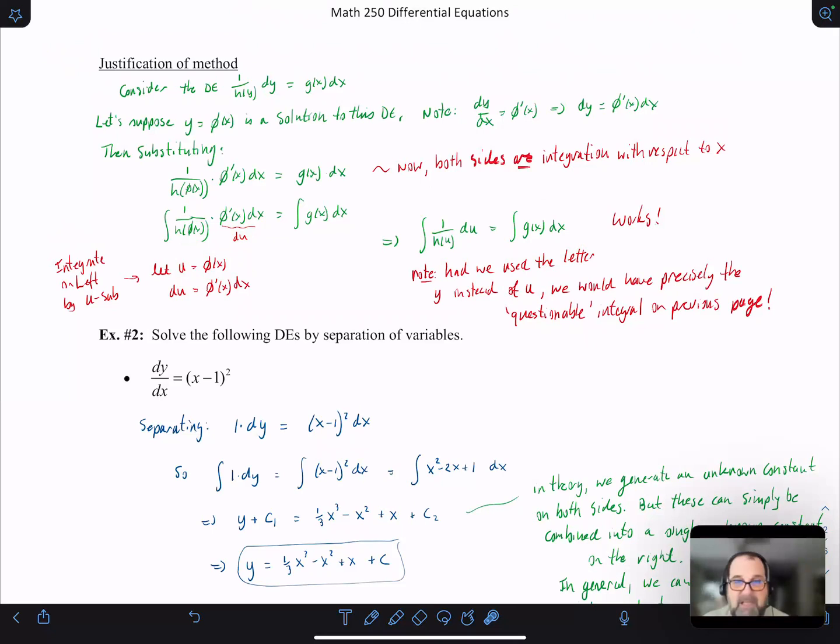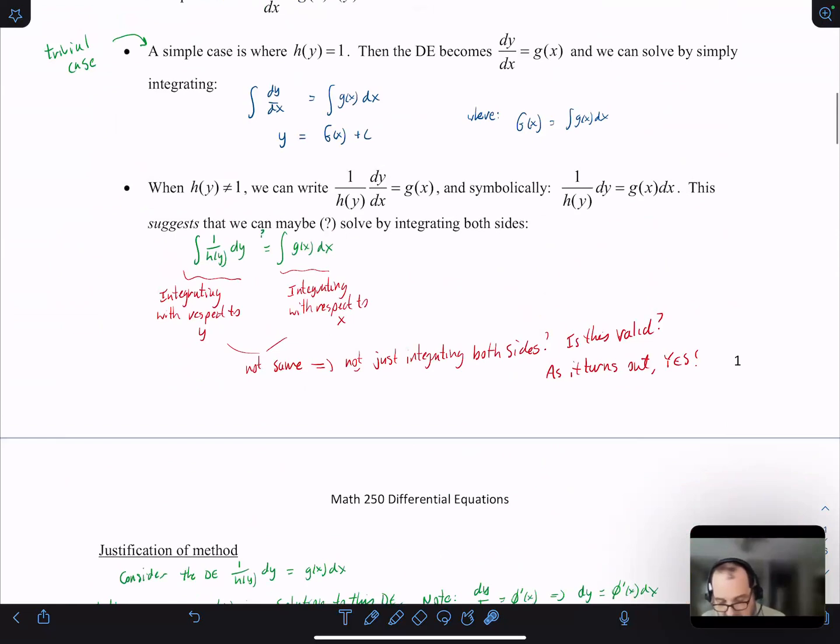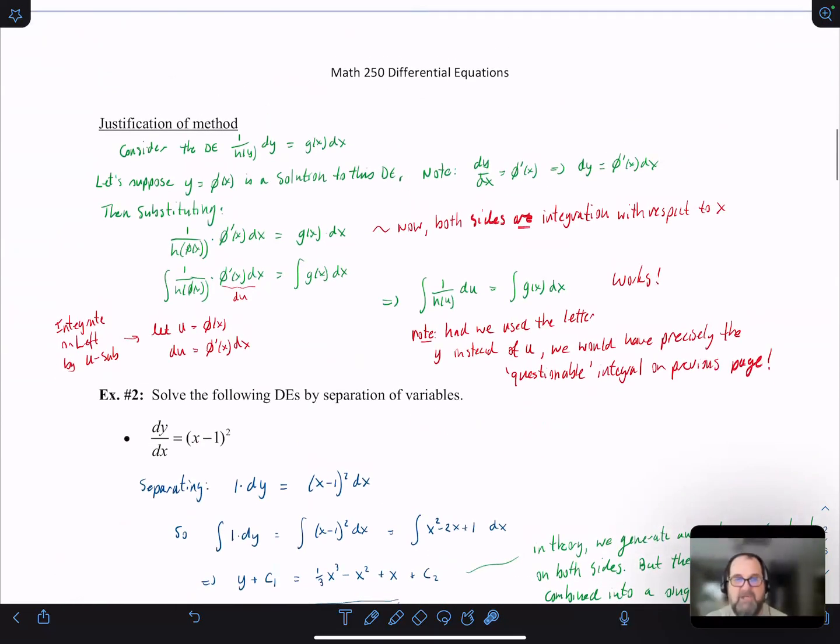This is basically what we wanted to do in the first place. We wanted to integrate on one side with respect to one variable, and on the other side with respect to x. Because I used a u sub, this ended up being in terms of u on the left-hand side. The name of the letter is not important. I could have done a y sub here and ended up with 1 over h of y dy, and that would have been what we were hoping to use for our method. So again, that is really just a little justification that this works.